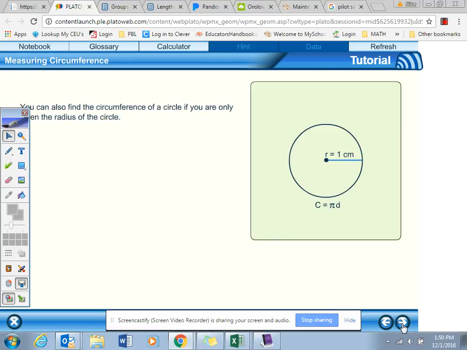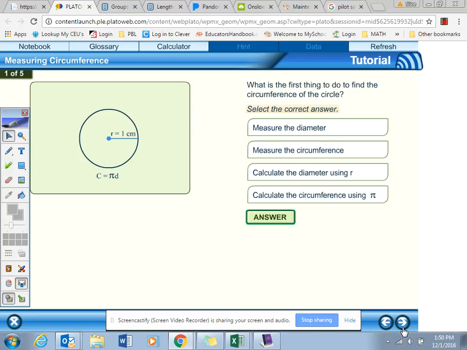So now you can also find the circumference of the circle if you only have the radius. So the point is that's what I was just talking about. You can have pi times d, but if you have the radius, you're just going to double that, because that's the diameter. We know this stuff. 2, exactly. And you've seen this before. So what's the first thing that you do to find the circumference of a circle? Measure the diameter.